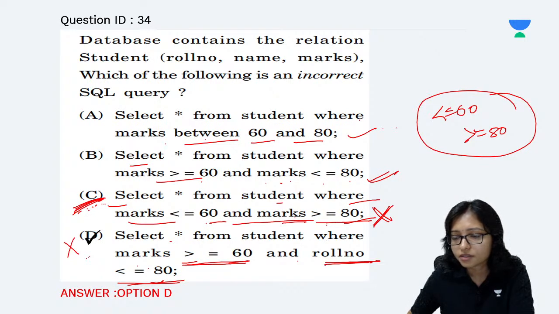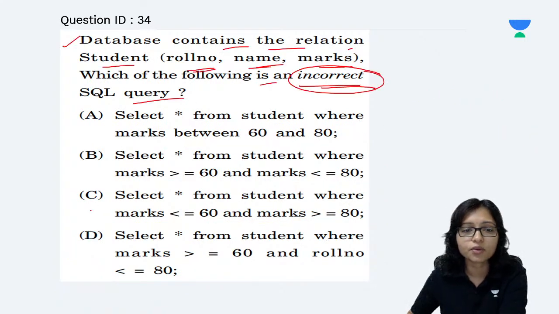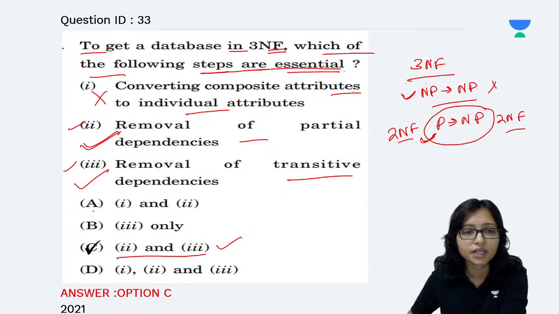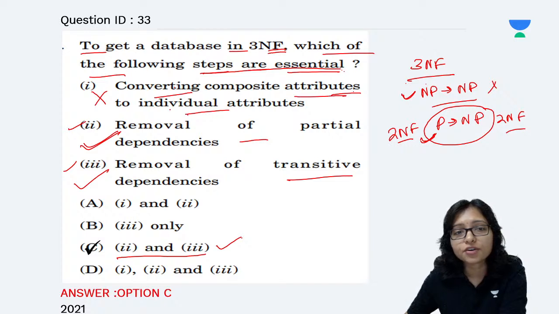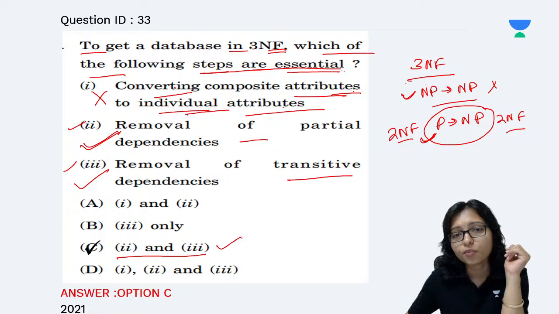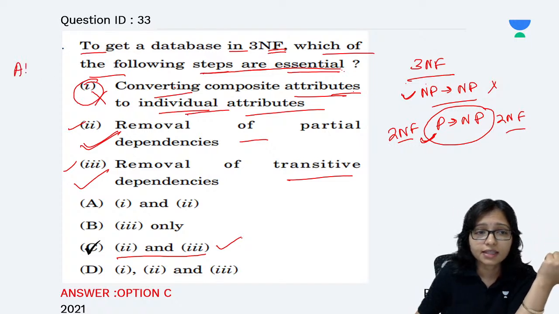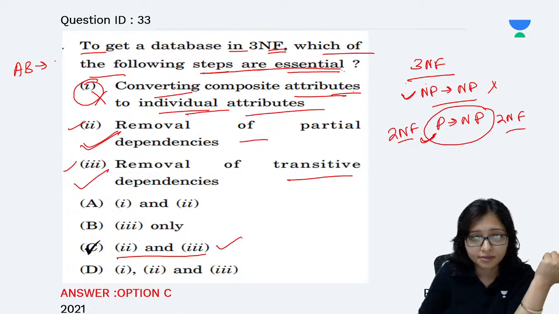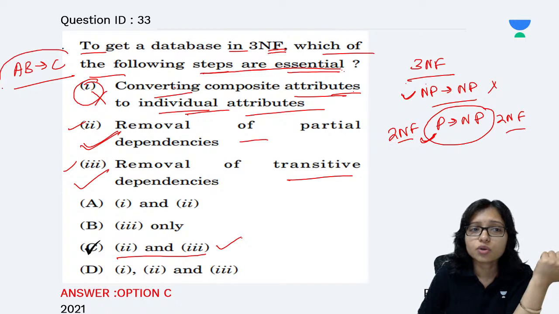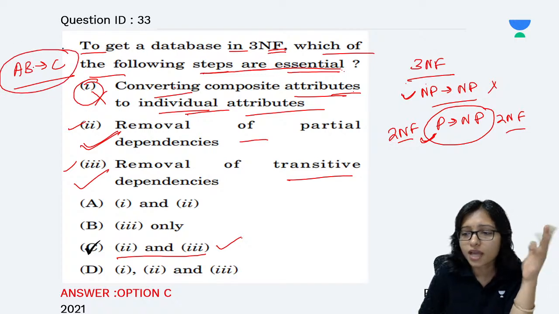Yes. Achha, now 33 number question. Where is your doubt in 33 number question? Converting composite attribute into individual attribute. In option 1, does a composite attribute have to be converted into individual attributes? In 3NF, AB implies C can be there. That is no problem.